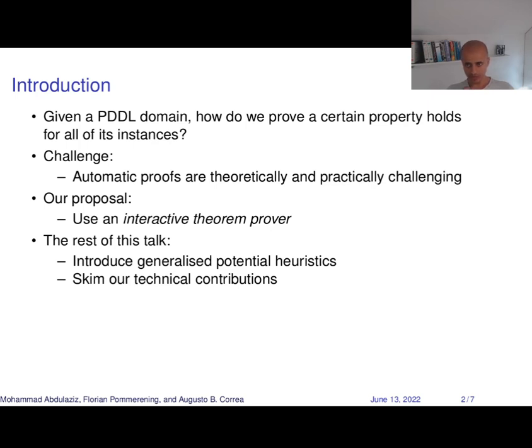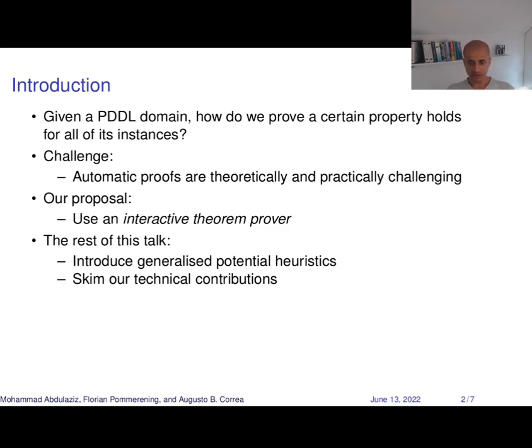So the general problem which we address is the following. Given a lifted planning problem, that is to say a PDDL domain which represents an infinite number of grounded problems, how do we prove a certain property holds for all of its instances? An issue there is that proving such theorems for PDDL domains can in general be impossible due to theoretical limitations like undecidability or semi-decidability, and our proposal is to use an interactive theorem prover to prove such theorems for every domain. So you're given a domain and then you use an interactive theorem prover to prove that.